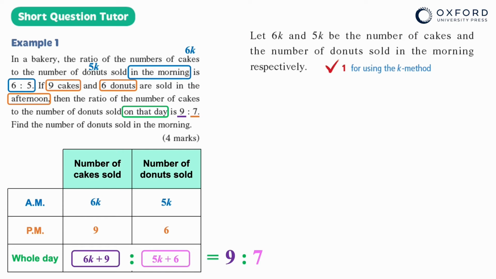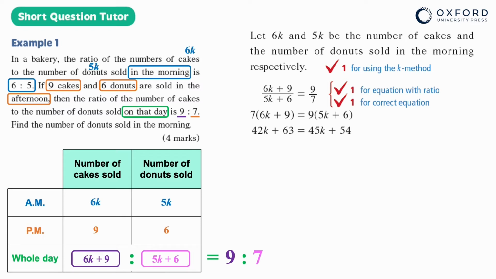We can write an equation, (6k plus 9) over (5k plus 6) is equal to 9/7. 1 mark will be given for the equation with ratio, and 1 more mark will be given for the correct equation. One of the advantages of using this method is there are no fractions in both the numerators and denominators of the fraction. This makes the solving procedure easier.